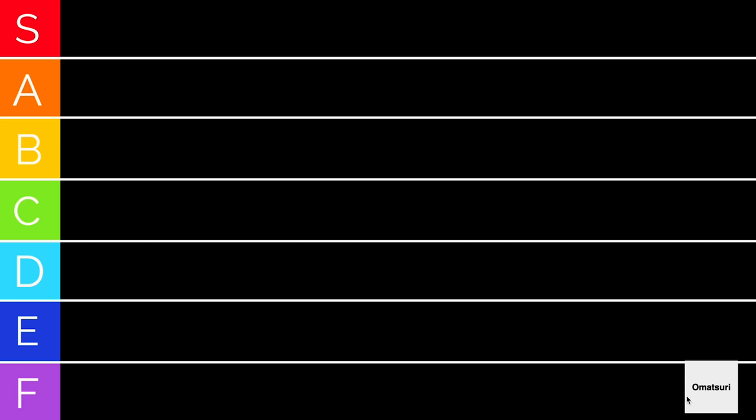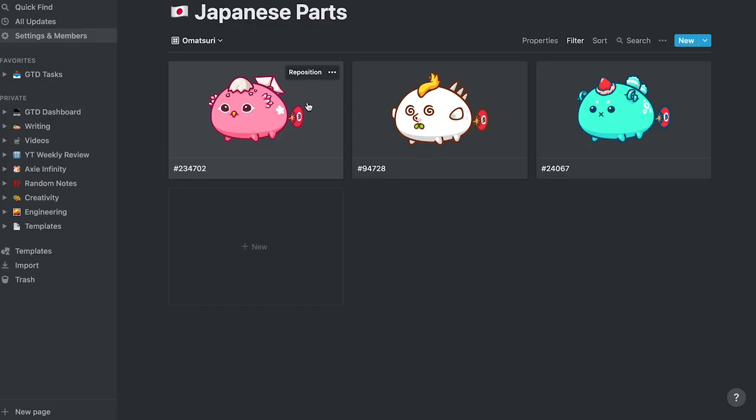Our first one is Omatsuri. Omatsuri is this fan that's on the back of the axie's tail. Just based on the fan alone, what would you rate that as on the tier list? C. And then out of these three, the best one would be the green one? Yeah.